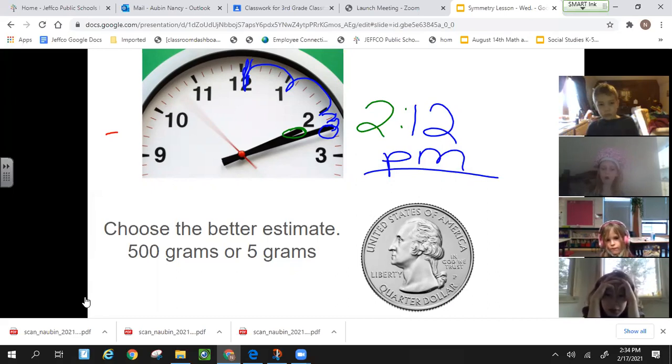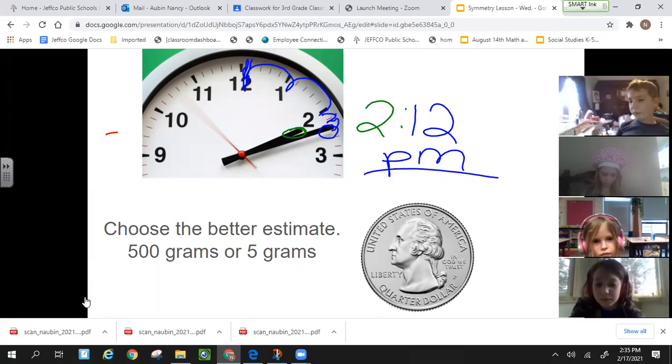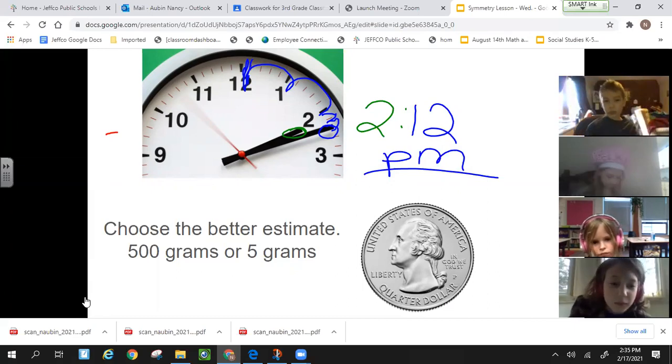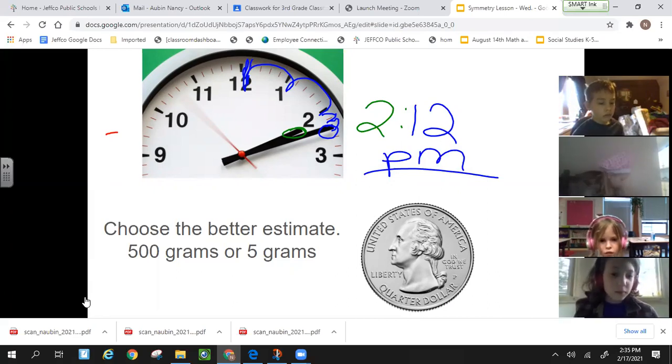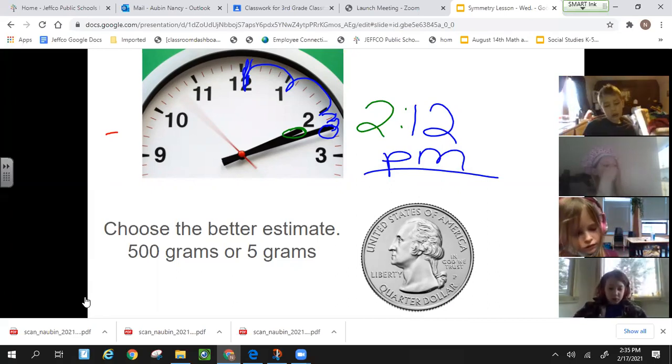Which is a better estimate? Gavin, what are you thinking? 5 grams. Why? He said 5 grams. Some of us disagree, but majority agree. Why would it not be 500 of these? Can you explain? Because quarters aren't that heavy. Excellent. Quarters are not that heavy. 500 of these may be a lot heavier than a quarter. All right, you may clear your boards.